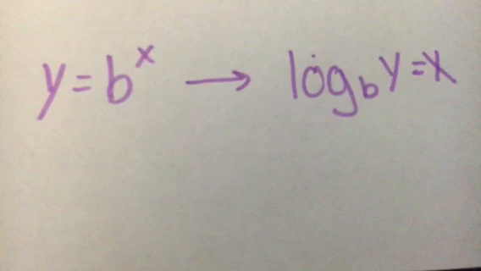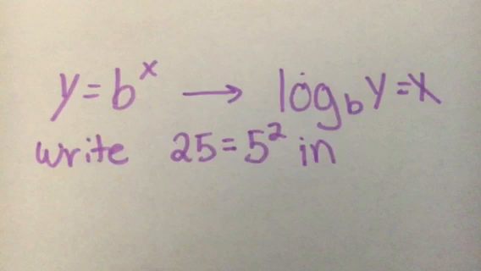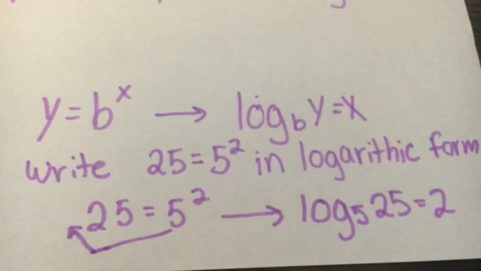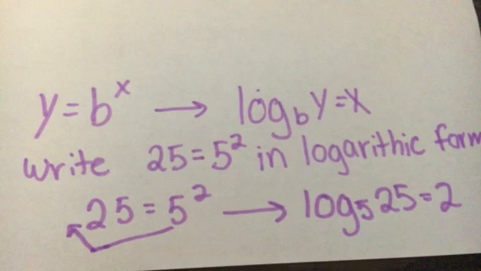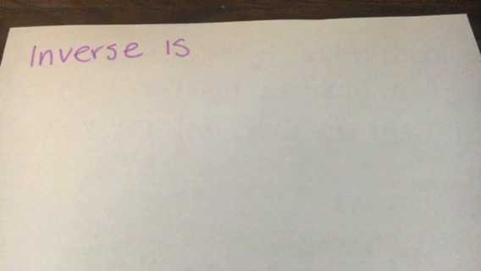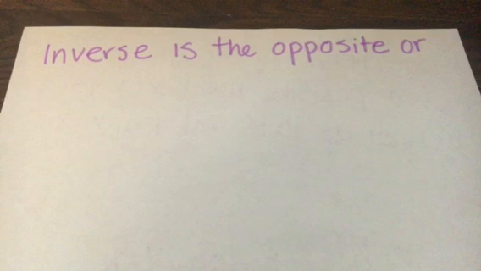Using this rule, we're going to write 25 equals 5 squared in logarithmic form. To do this, 5 would become the base of the log and 2 would become x, resulting in log base 5 of 25 equals 2. Now, the inverse of a logarithmic or exponential function is the opposite, or reflection.